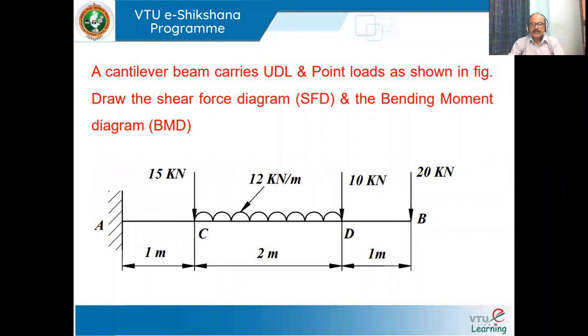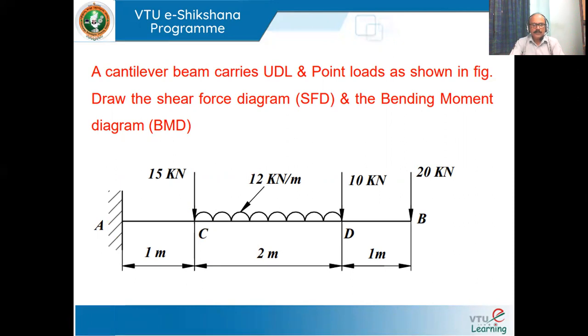To start with, let us consider a cantilever beam carrying uniformly distributed load along with point loads as shown in figure. For this, I have to draw shear force as well as bending moment diagrams. The major difference between a cantilever and simply supported beam is that in a simply supported beam, we have to find out support reactions, whereas here we can directly draw the shear force diagram. For drawing the shear force diagram, we need not find any support reactions in a cantilever beam.